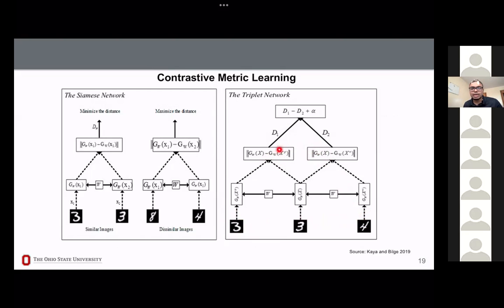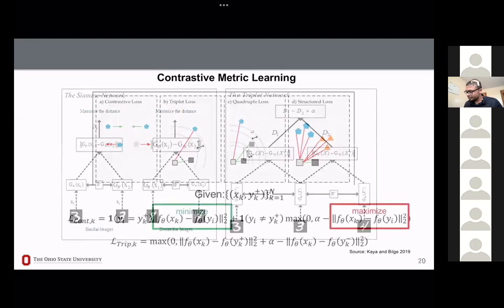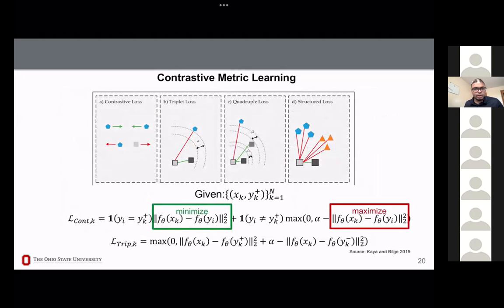So the loss is basically D1, which we want to minimize, minus D2, which we wanted to maximize. So we can minimize this. And there is an alpha. People introduce this alpha because, and I'll show you in the next slide, it will make more sense. But basically it's for creating a margin between the negative and the positive sample. All right, so let me just talk about that really quickly.